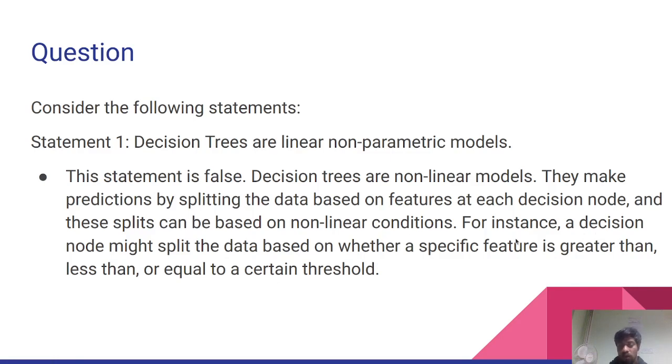So this kind of thing, it is not like we are just dividing with a line, right? It can be equal to, less than, greater than. It can be a nested condition, like if this variable is greater than, less than or equal to this, then within that condition, in the node below, it can be like if it is less than, greater than or equal to this. So these kinds of things we can do via decision trees. So decision tree is not really a linear model. Okay, so this statement is false.